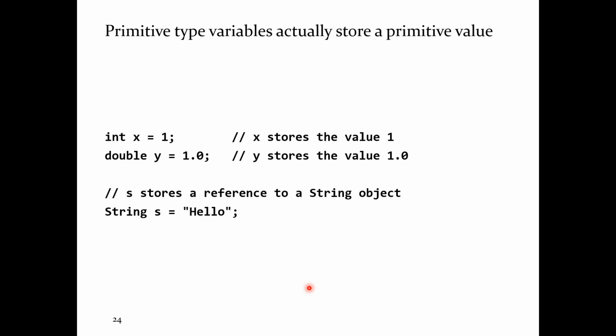Now, compare that to Java and Java's primitive types. Primitive type variables actually store a primitive value. So in Java, if you write int x equals 1, then x really stores the value 1. If you write double y equals 1.0, then y really stores the value 1.0. Java also has reference types. So capital S String, that's a reference type. So the variable s is a reference to a string object that represents the string hello.